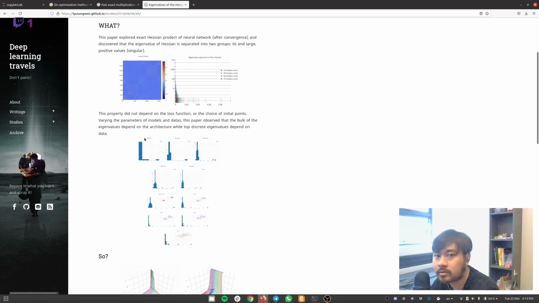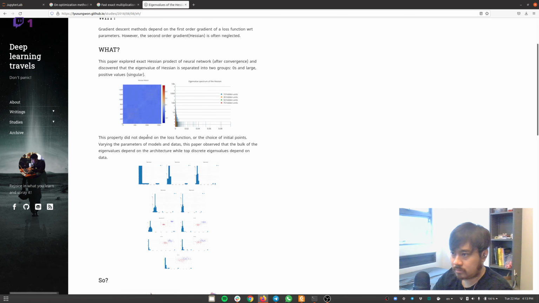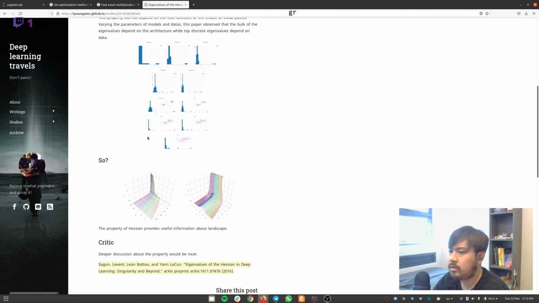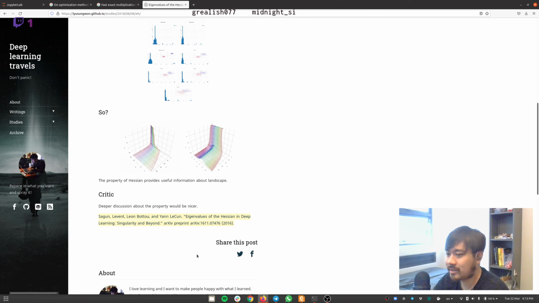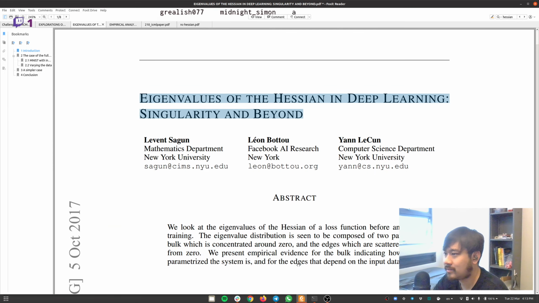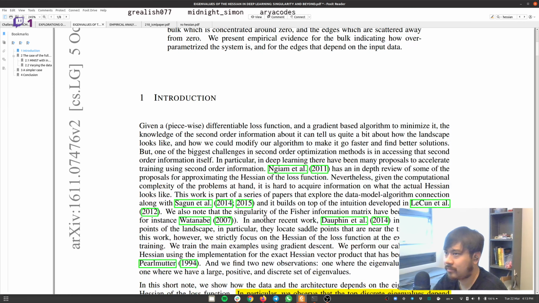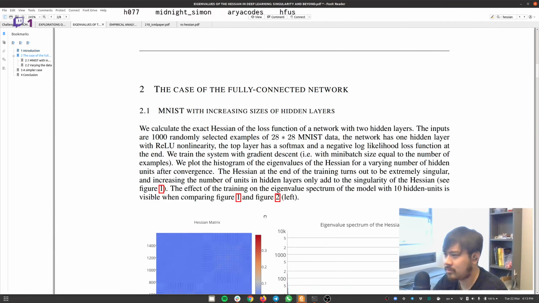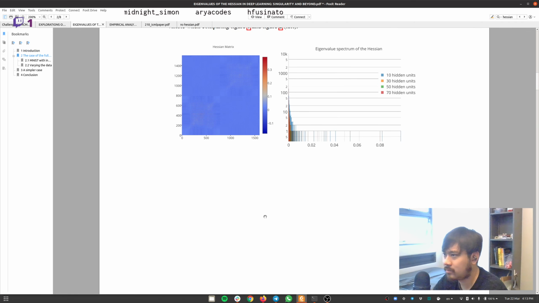Oh, no, this is great. The bulk of eigenvalues depends on architecture, while the top depends on the data. So the properties of the Hessian provide useful information about the landscape. Yes. A deeper discussion would be nicer. Yeah, I mean, I guess. Okay, this is so far so mysterious, quite mystical.